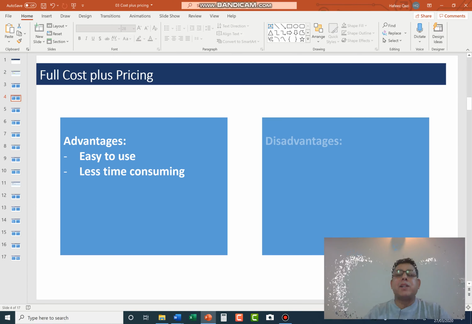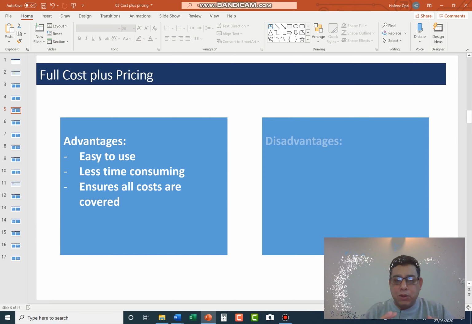Secondly, it is very less time consuming. The cost has already been calculated. All we need to do is add some profit markup into this and then abracadabra, we end up with the selling price. Thirdly, using this methodology, the business firms ensure that all their costs are covered. So the selling price aims to recover the full cost of the product. It's kind of a satisfaction for the entrepreneur or the business owner that whatever product they are selling in the market is actually recovering full cost.